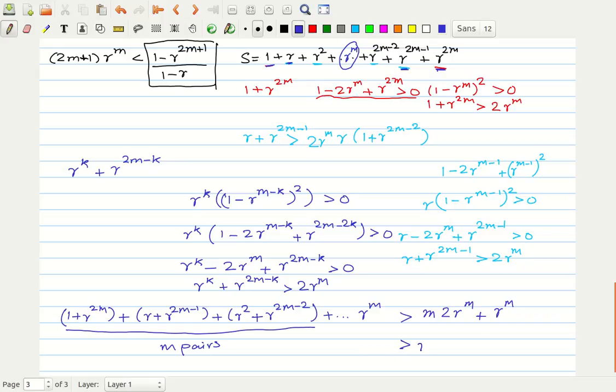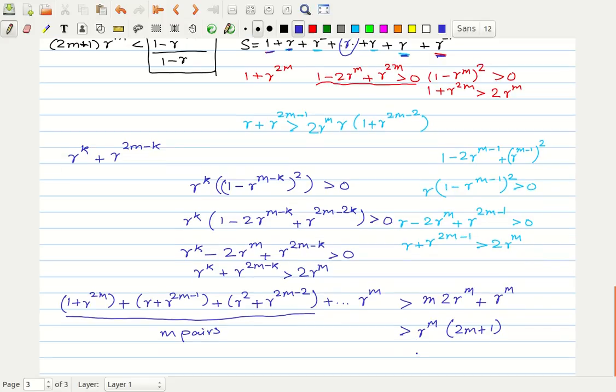Now if you take out r to the power m as the common factor, you get (2m plus 1) r to the power m. And what did we want to prove? We wanted to prove that (2m plus 1) r to the power m is actually less than this sum, and we have proven it. This sum is actually greater than (2m plus 1) r to the power m. So this is done, right? So we know that this relationship is true.